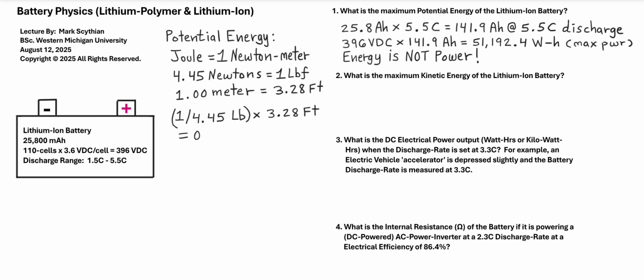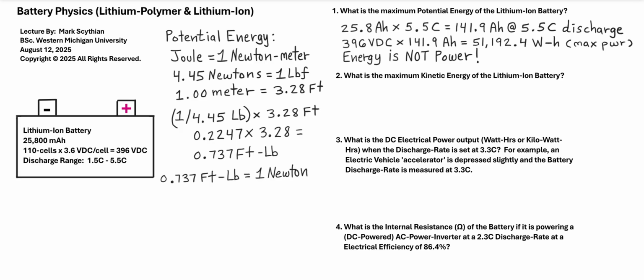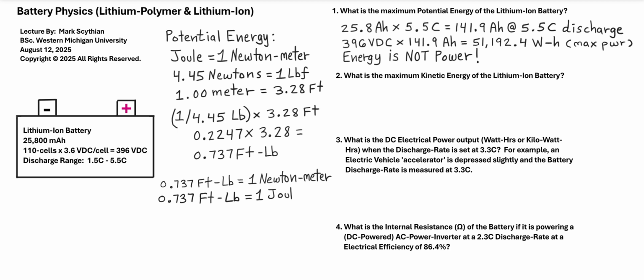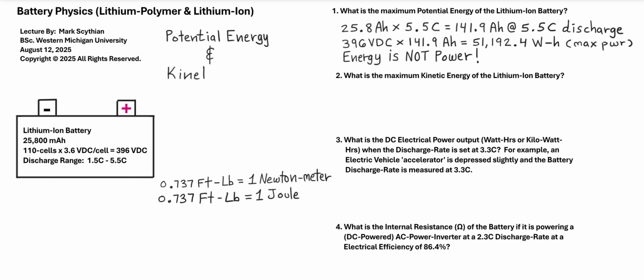So we would multiply 1 over 4.45, 0.2247 times 3.28 feet. And then this implies a conversion ratio from joules to foot-pounds, a multiplier of 0.737 foot-pounds per 1 Newton meter or 1 joule. So remember, a joule is also equal to a Newton meter. So both potential and kinetic energy are measured in joules or foot-pounds.